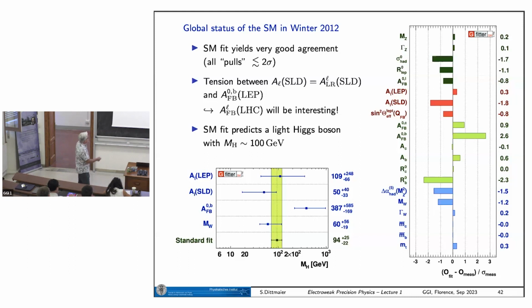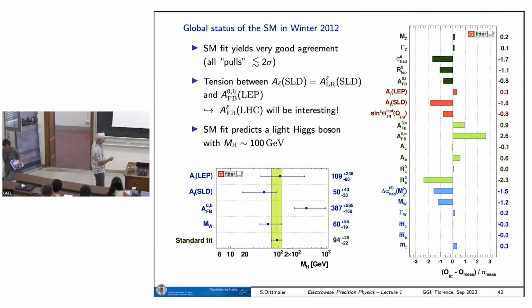You can also look into more precision measurements like these R ratios, again asymmetries, and many things that you might recognize here. And you can take the result of the fit and compare it with the experimental value, and you see that the deviations, on this axis called the pull, typically show agreement within at most 2 sigma.